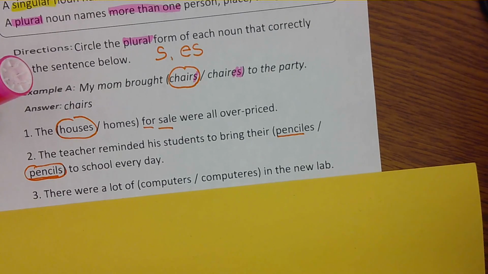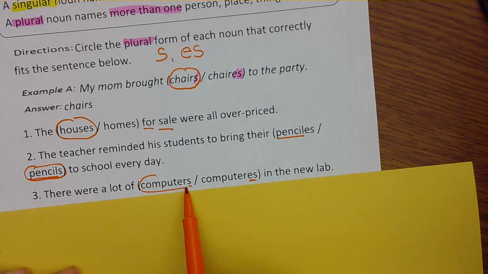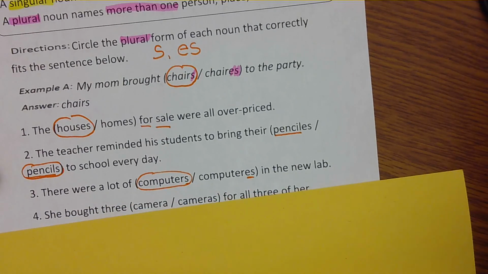Let's look at this one. There were a lot of computers in the computer lab. Once again, I see those endings, those suffixes, an S and an ES. So which one is the correct spelling that makes the plural noun correct? There were lots of computers, not computer is, in the new lab. Let's do one more.